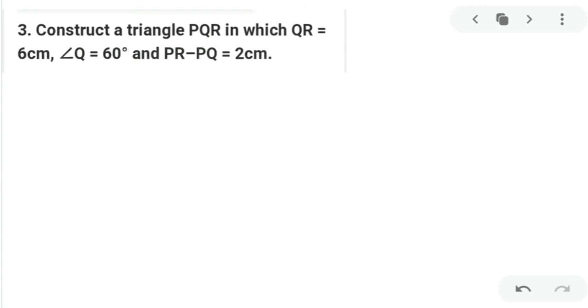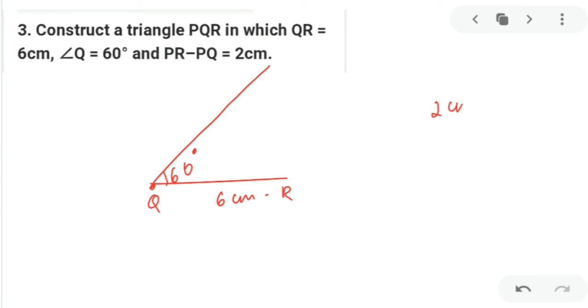Next you have to construct the triangle PQR in which QR is 6, angle Q is 60, and PR minus PQ is 2. Okay, let's see. You have to first draw QR. QR we will measure as 6. Then you have to draw angle Q 60. Now you have to measure 2 centimeter in your compass.